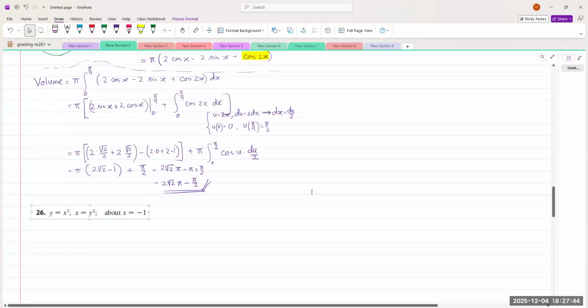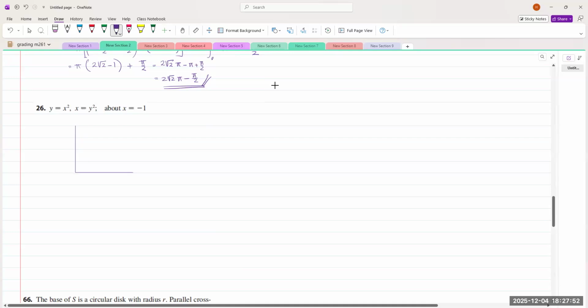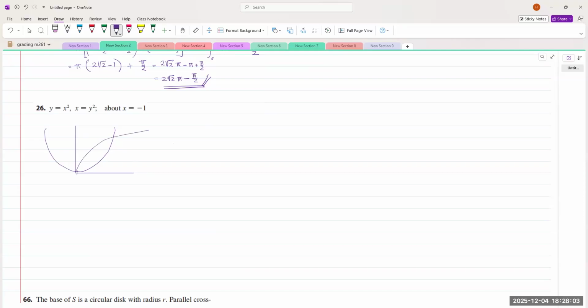So we have y equals x squared. Well, we know what it looks like. y equals x squared looks like this. And x equals y squared looks like this. Okay? So this is x equals y squared, while this one is y equals x squared. Now you will see that they intersect at x equals 1, y equals 1.